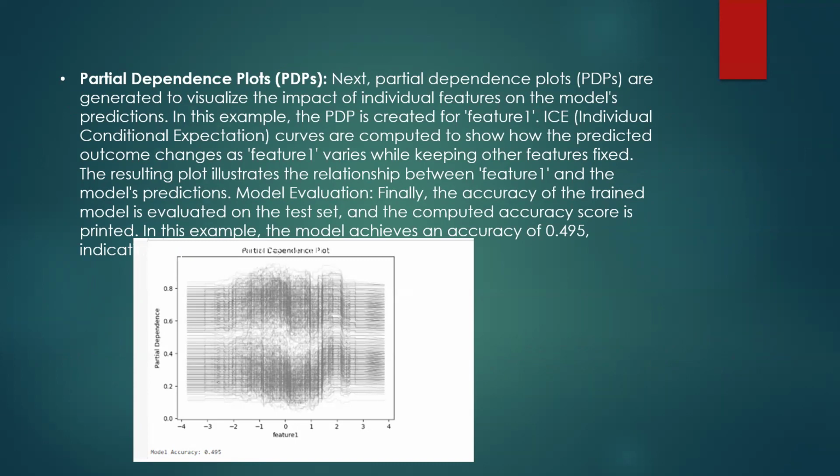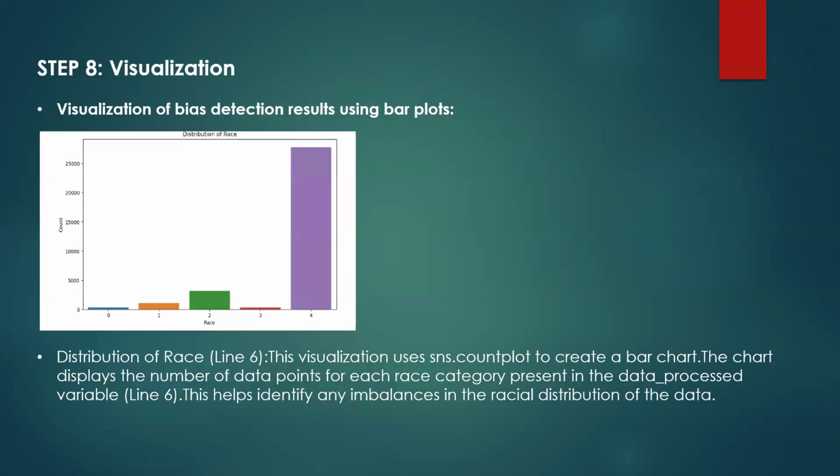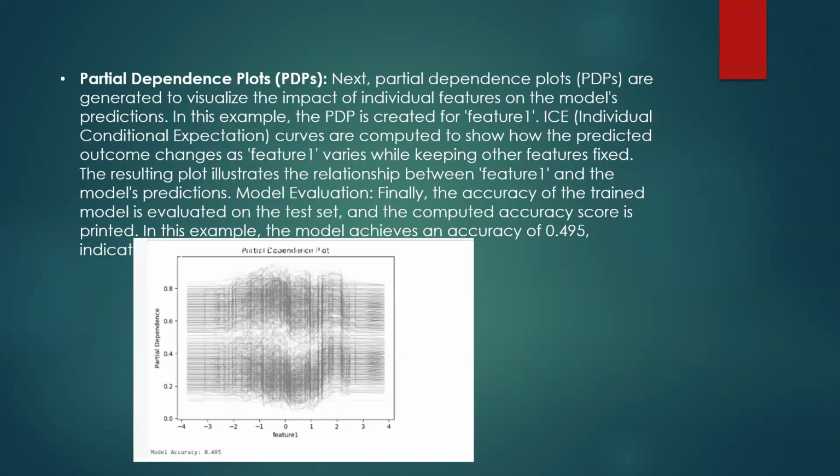The partial dependence plot is created for feature 1, and individual conditional expectation curves are then computed to show how the predicted outcome changes as feature 1 varies while keeping the other features fixed. The result shown below illustrates the relation between feature 1 and the model's prediction.